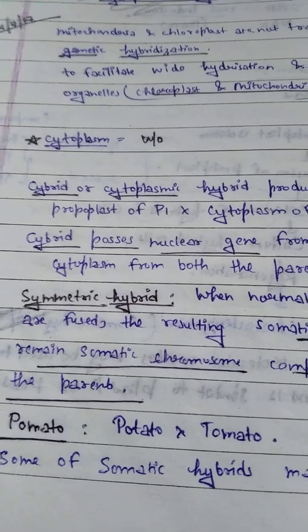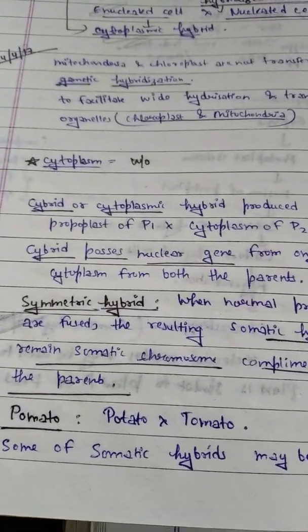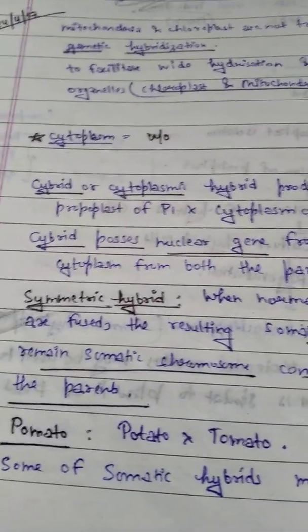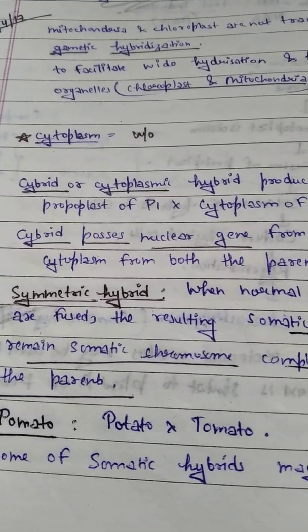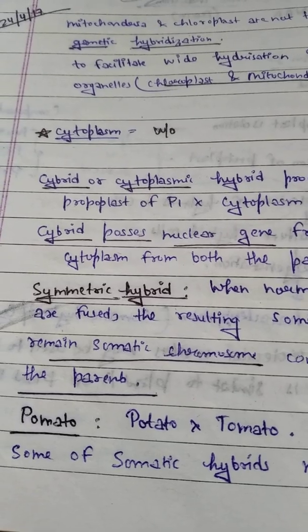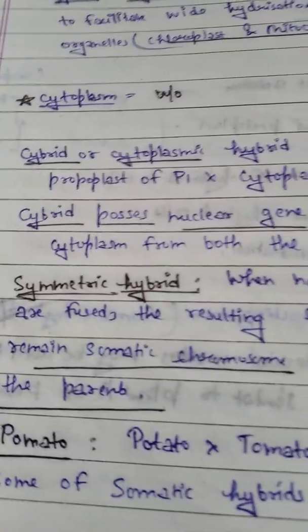So students, first we discuss symmetric hybrid. A symmetric hybrid is what? When normal protoplasts of two species are fused, it is called a symmetric hybrid. Please remember it. An example of a symmetric hybrid, students, is pomato. Pomato is a cross between potato and tomato.